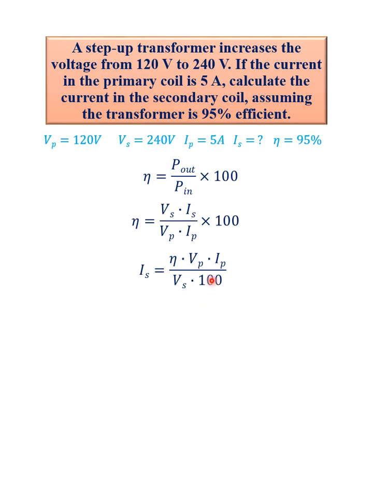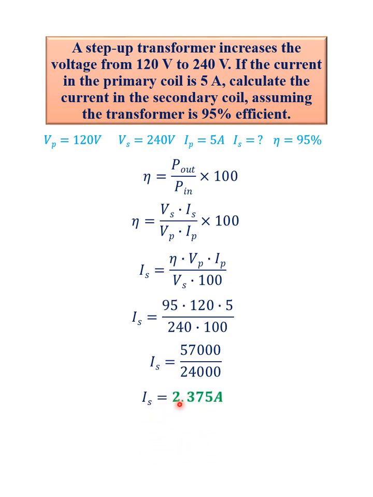So Is is this, and now we can put in values. Efficiency is 95, so we put in 95. Vp is 120, Ip is 5, Vs is 240, and then we have 100 as a constant for efficiency. So Is will simply be 95 times 120 times 5, that gives us 57,000, over 240 times 100, which gives us 24,000. The division here simply gives us a secondary current of 2.375 ampere. And this is the answer to the question, and it is very, very simple.